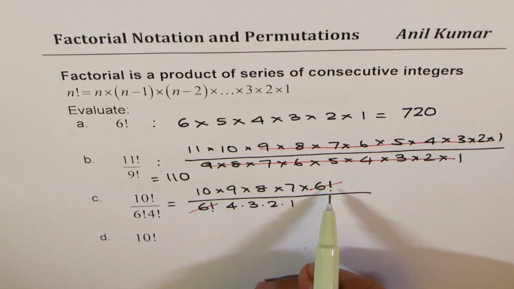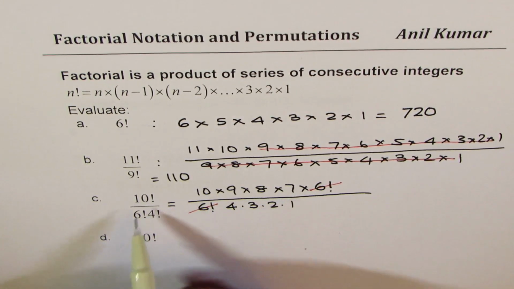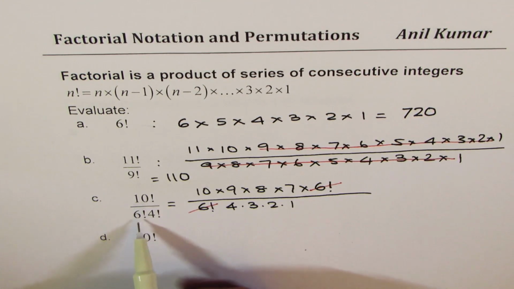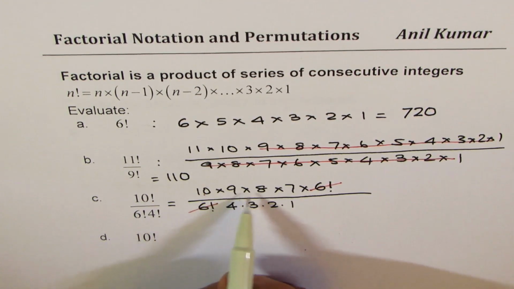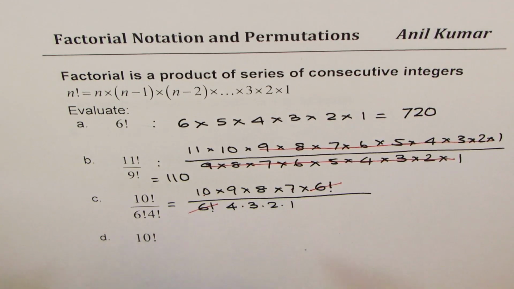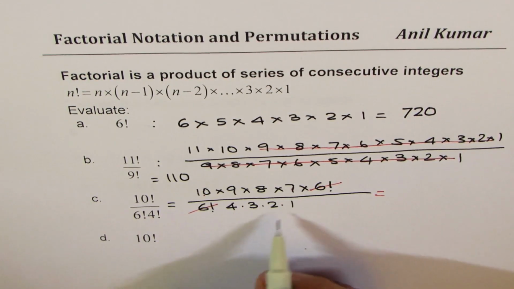So we are going to use dot for multiplication. 6 factorial cancels. So we have 4 terms here. 10 minus 6 is 4. Very important to observe all this. 10, 9, 8, 7. That's it. 4 terms. Perfect. And so we have all this.